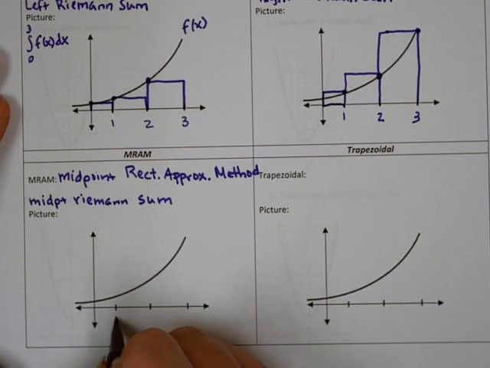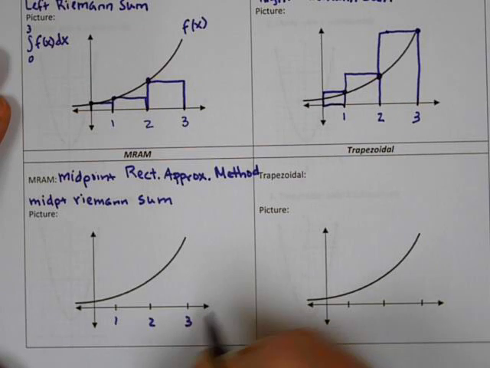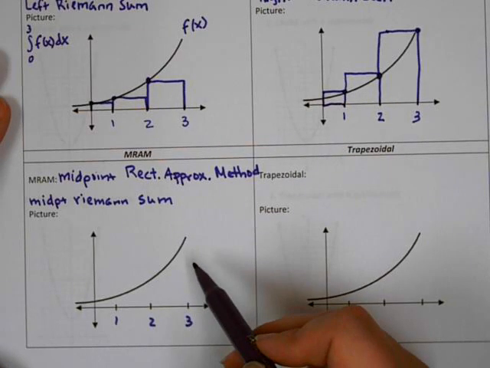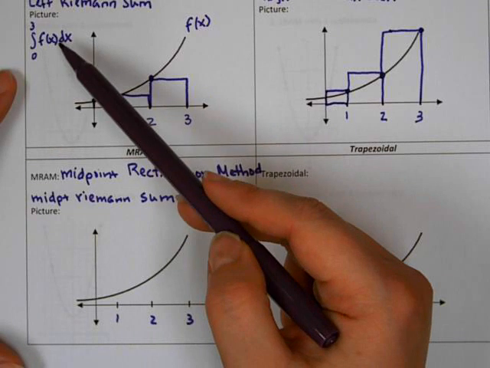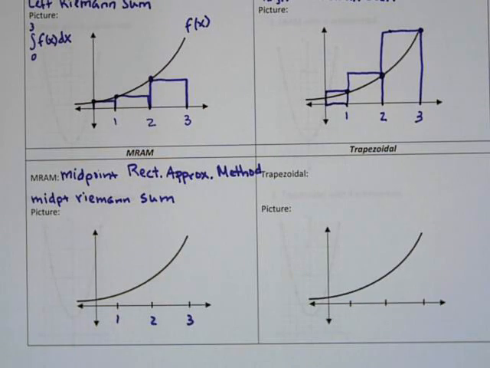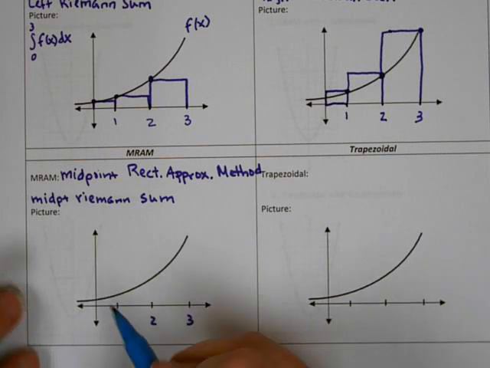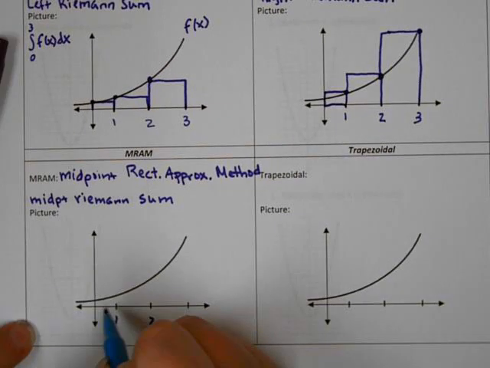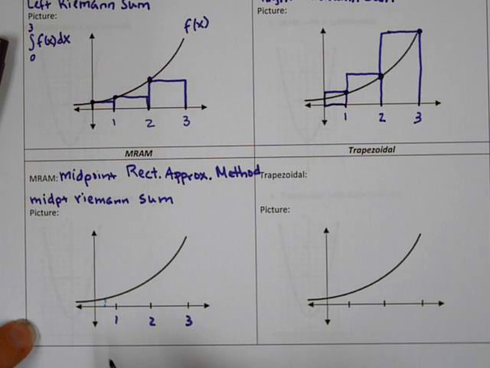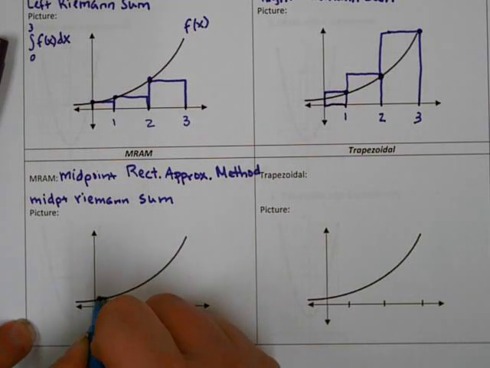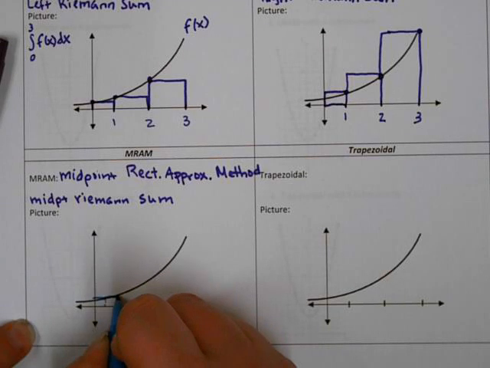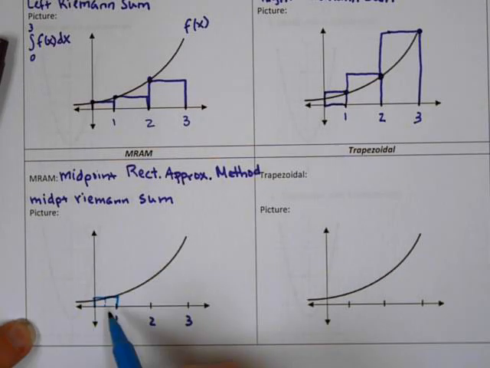So again, I'm still going to go 1, 2, 3. This is still going to be f of x, and I want the integral from 0 to 3 of f of x dx. Now the difference is that I'm going to find the midpoint on my interval. So from 0 to 1, my midpoint would be at 1/2, and I'm going to go up to my function, and then I'm going to draw my rectangle with the height at whatever it happens to be at the midpoint.